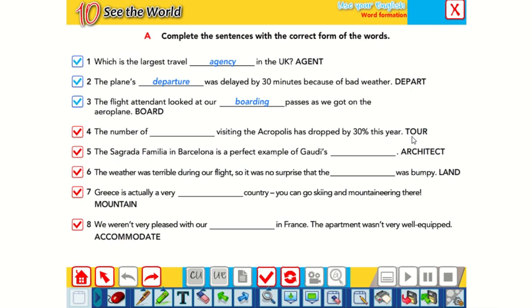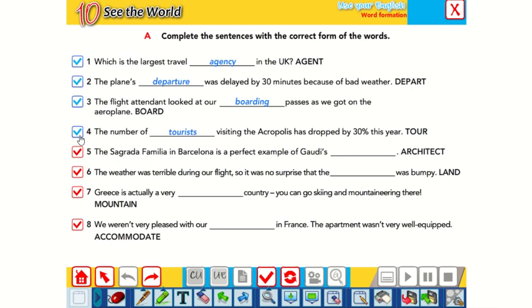The number of what? Here we're asking about a noun, right? We're asking about the number of visitors or the number of travelers or the number of people visiting the Acropolis that has dropped by 30% this year. So the number of tourists, correct. The number of tourists, the people who are visiting this place.